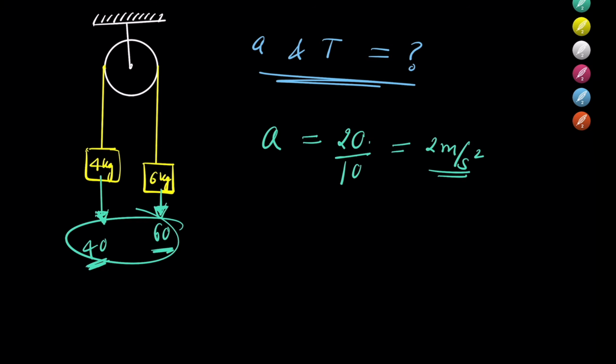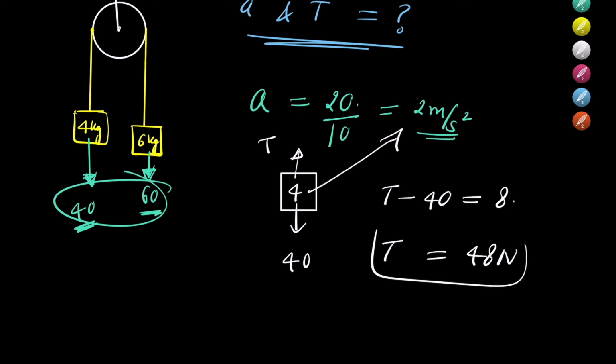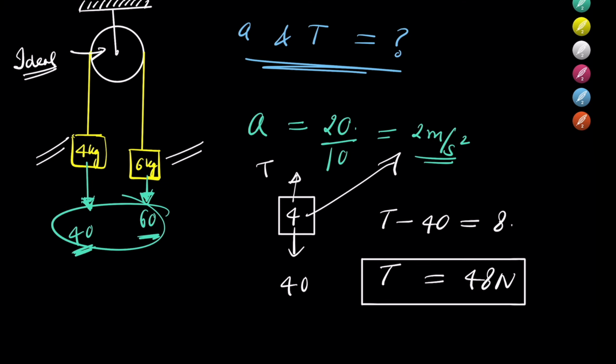Okay, now tension. For tension you can draw the free body diagram of any object. Downward 40, upward tension T. It is going upward, so T minus 40 should be equal to 4 into 2, mass into acceleration. So tension must be how much? 48 Newton. Either from 6 kilogram or from 4 kilogram, you will get the same tension. That is why it is an ideal pulley. This is one of the properties of an ideal pulley: tension on both ends remains the same.